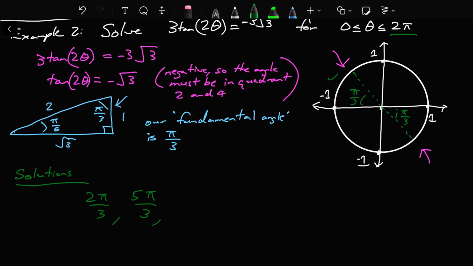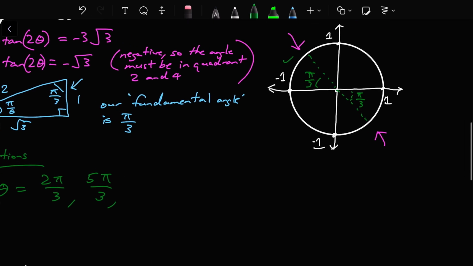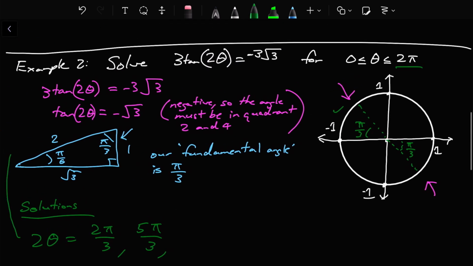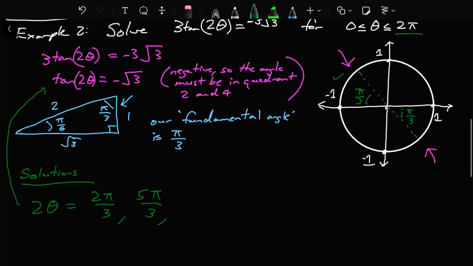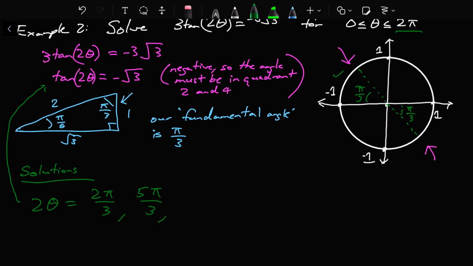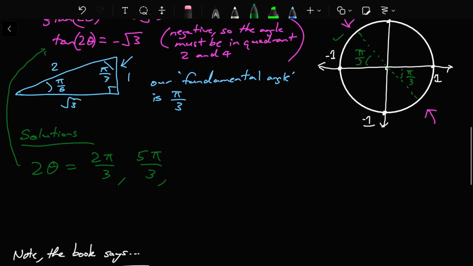Except that we haven't solved the equation yet, because this was actually 2 theta. See up here? We took the tan inverse, that is, we found the angle, but that was actually equal to 2 theta, which means that we actually need to divide both of these by 2, right? That is, we need to go theta is equal to 2 pi over 6, 5 pi over 6.